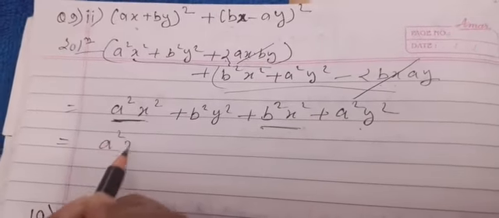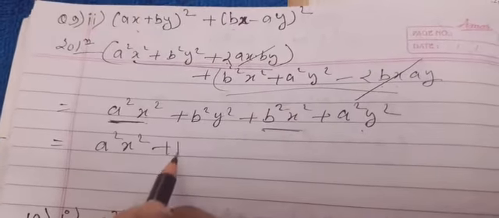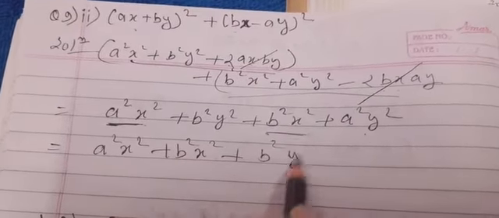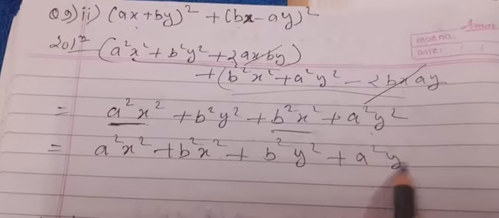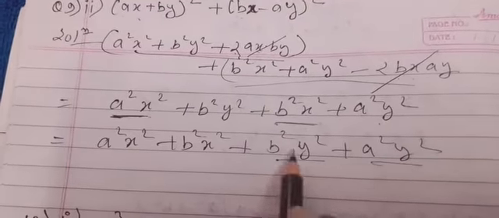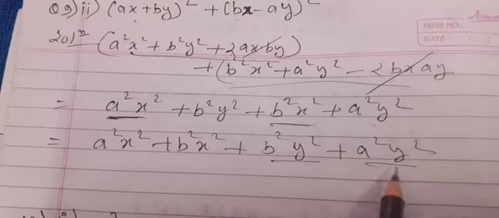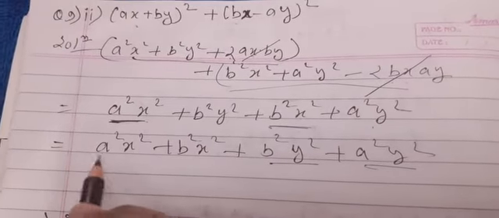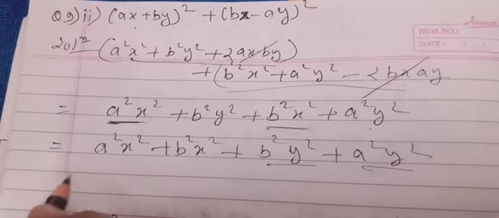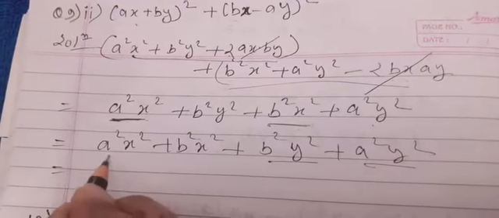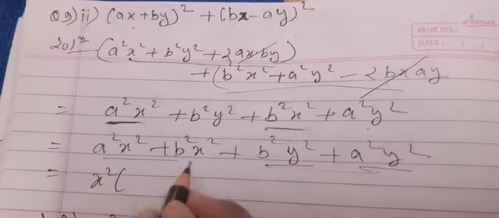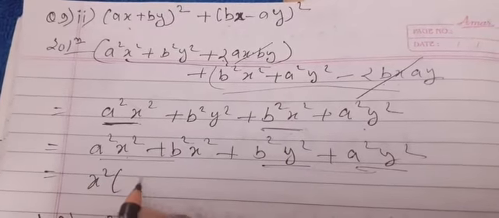So a²x² + b²x², then the remaining things b²y², a²y². So with the help of y² we can say these two terms are similar, and if we see x², both these numbers are coefficients of x², so these are like terms, so we have selected in that way. And now what is common? Naturally x² is common, so we'll take that common.